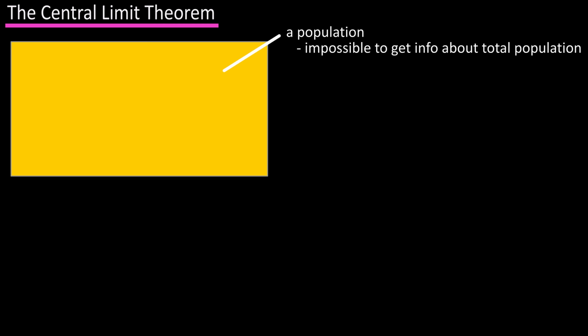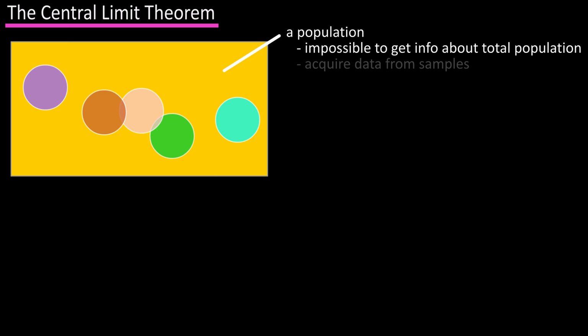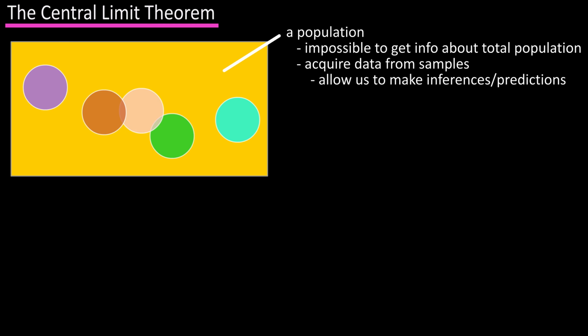Let's say that this box contains the population of something, and it is impossible for us to gather information about the total population. So in this case, we can take samples from the population and acquire data from the samples to make inferences or predictions about the population. And we're going to take 5 samples of 30 from this population. And these samples are taken with replacement.